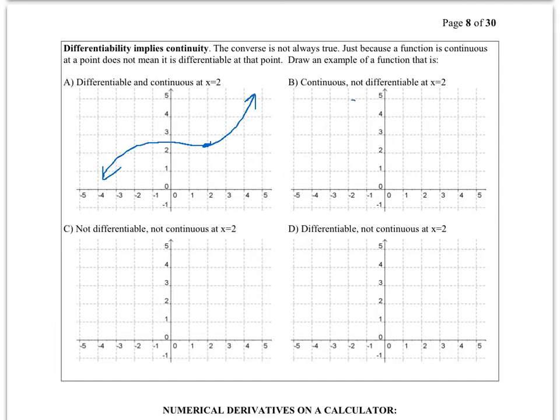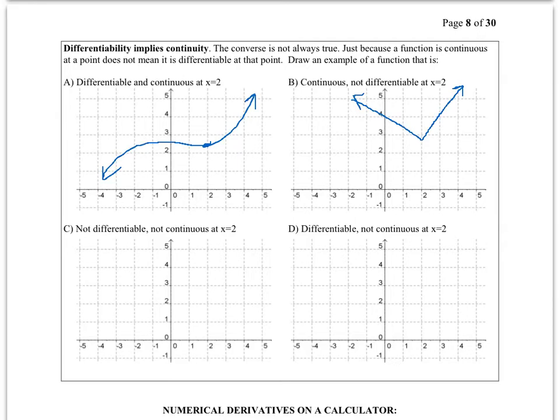So again, this graph could have a corner, a cusp, anything, a vertical tangent, as long as it's continuous. But again, this is one of those situations that we talked about on the previous page where the left-hand derivative would not equal the right-hand derivative. But obviously, it's continuous. You could draw it without picking up your pencil.